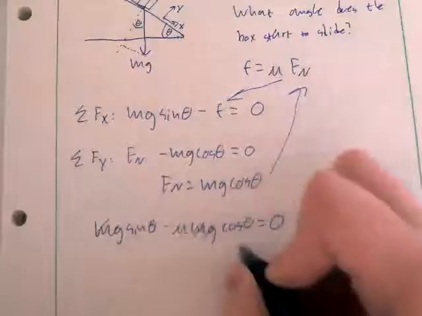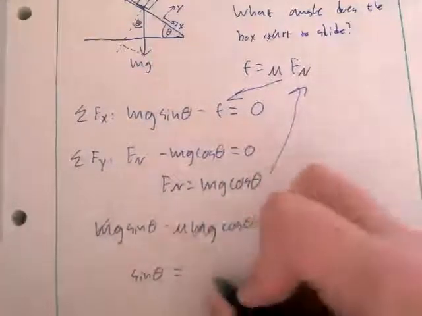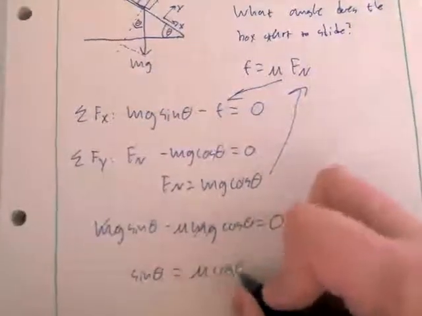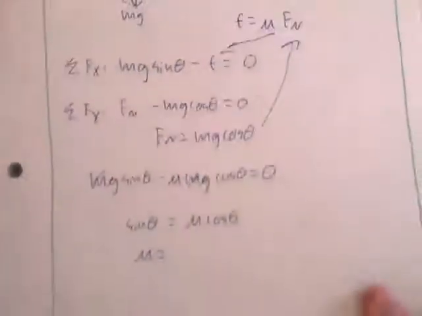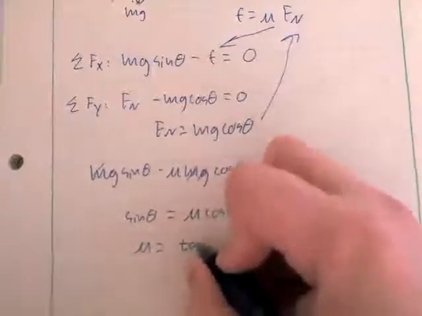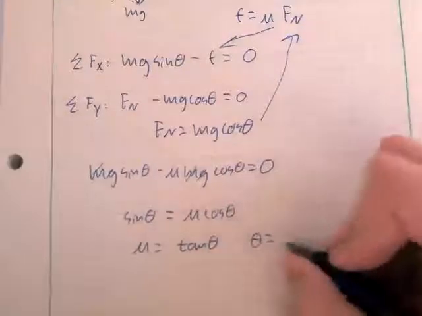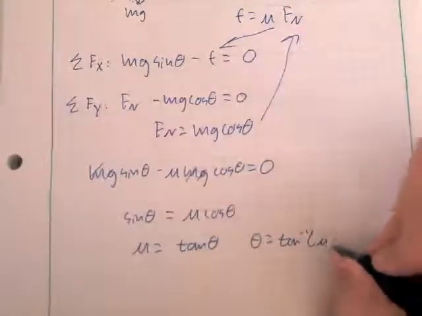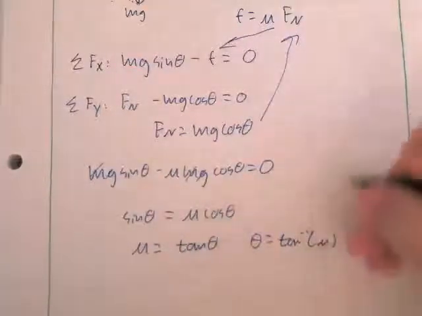So let's just do our algebra. Let's solve for this. We have sine of theta equals, you add this over, mu cosine of theta. Mu equals sine divided by cosine, tangent of theta. And so, of course, our theta is then the inverse tangent of the coefficient of friction. Remember, this is 0.8. We're given that, right?